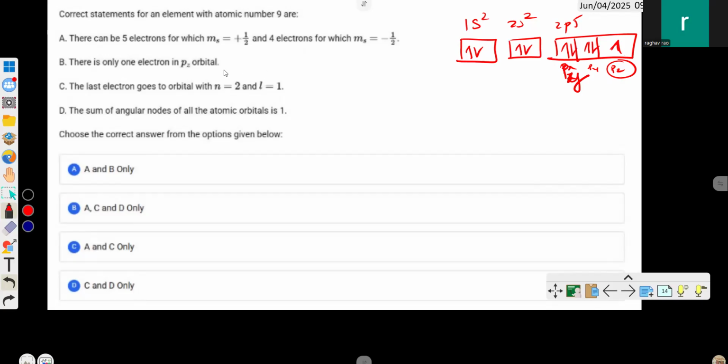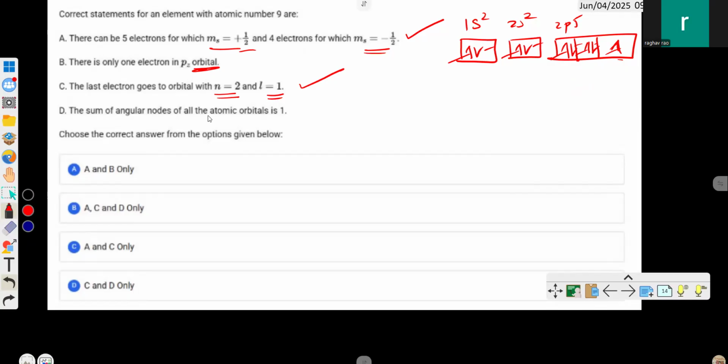So there are 5 electrons with ms half and ms minus half. That is correct, yes, because 1 electron half, half, half, half, and half. 5 electrons are with plus half. 1, 2, 3, 4, 4 electrons with minus half. This is correct. There is only 1 electron in pz orbital. This is ambiguous. We don't know whether there is 1 electron in pz or in any other orbital. So let us see the options, then we'll mark this. Then the last electron goes into n equals 2, L equals 1. Yes, this is also correct.